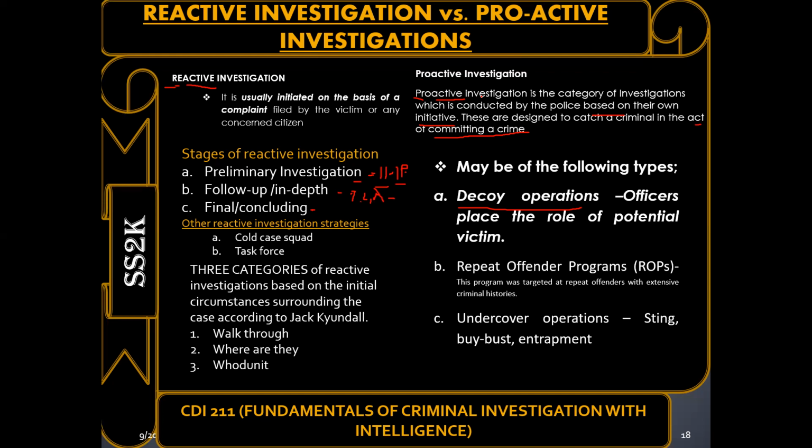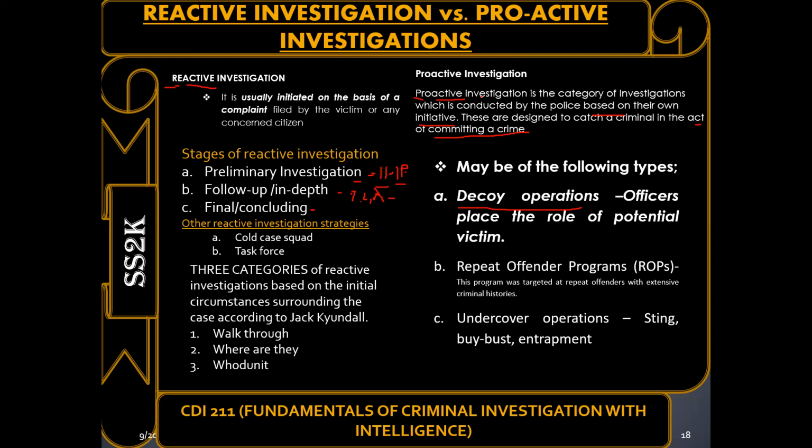No? What is Repeat Offenders Program? It is a program wherein there is a targeted at repeat offenders with extensive criminal histories. Meaning to say, ito po yung programa na kung saan babantayan ng pong ating kapulisan, yung pong tinatawag po natin na recidivist or yung pong mga quasi-recidivist. Yung mga may record na ay sila po yung kailangan po ng continuous surveillance. No? Ayan, lalong-lalo na kung yan po ay nakagawa ng 2 beses na, then malaki ang chance na yan po ay gagawa muli. No? So we have also the undercover operations such as sting, bypass, and entrapment.